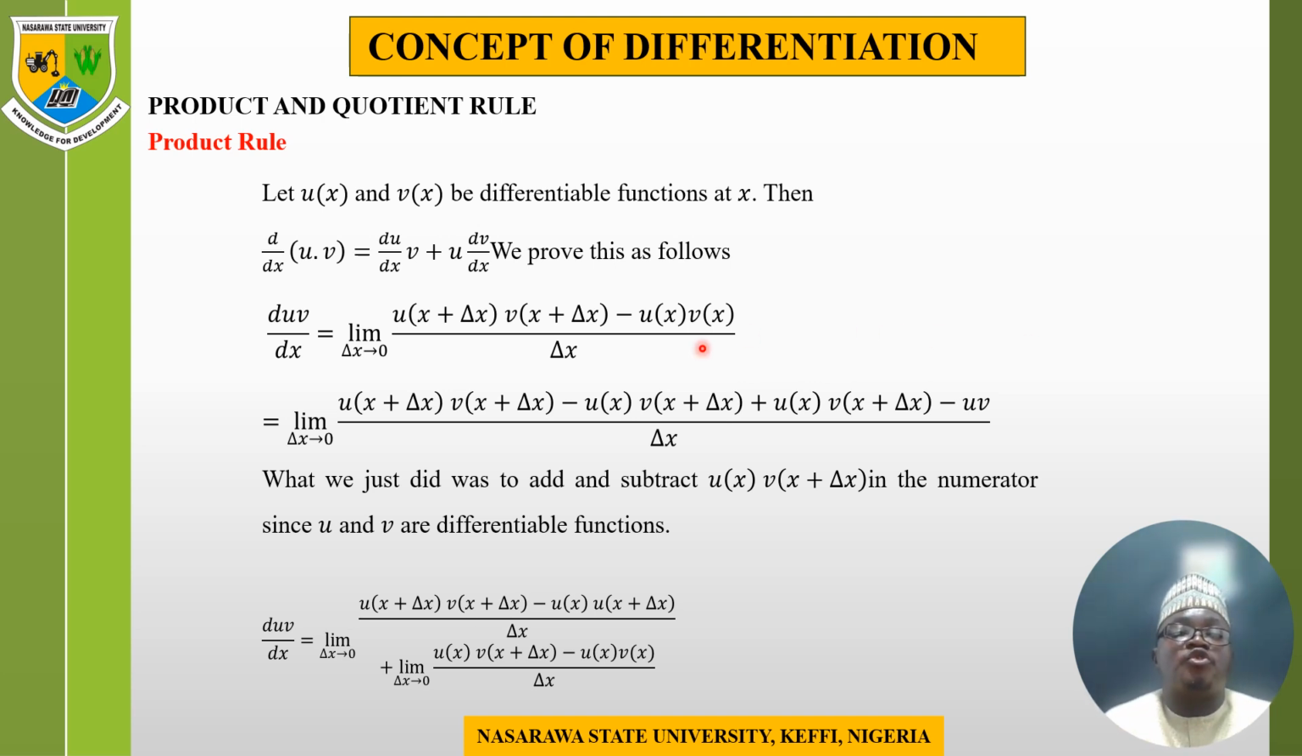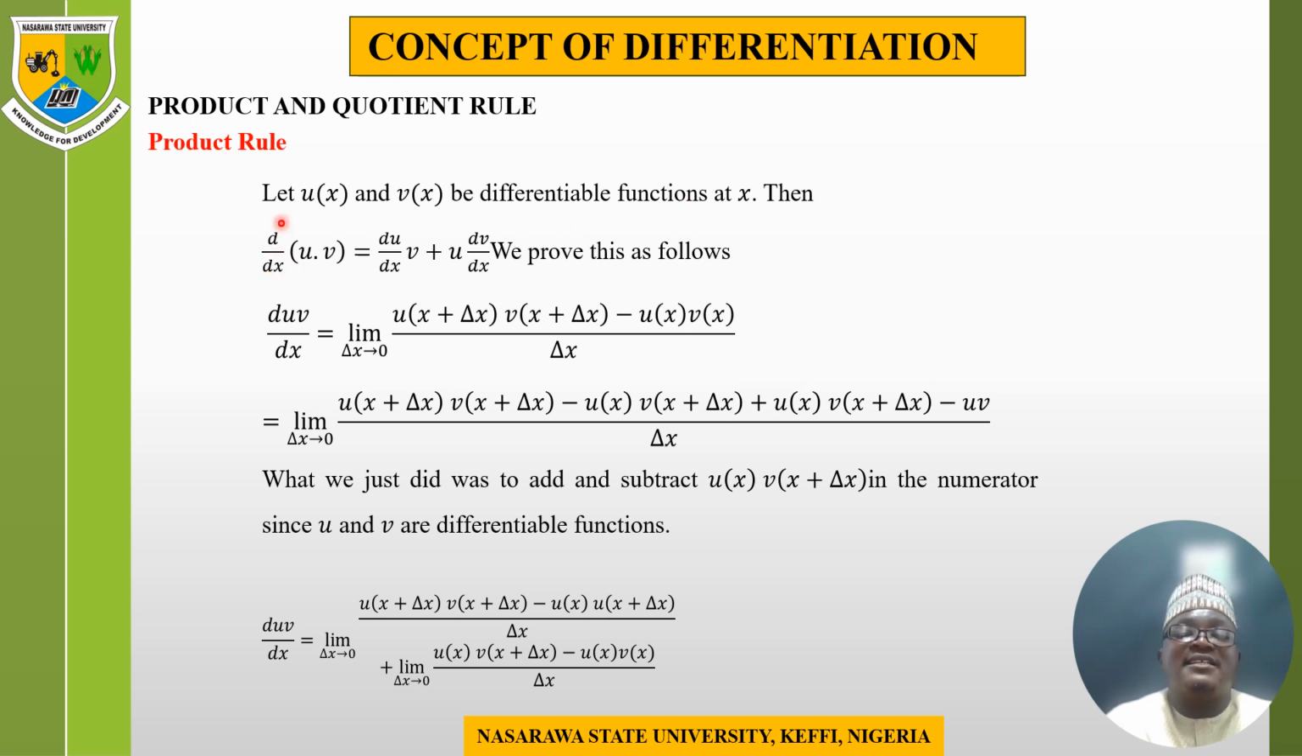Then for the product rule, ideally we are supposed to be given the function, assuming we have y equal to uv, where u and v are functions of x. That is how we get this uv. We say let u of x and v of x be differentiable functions at x.